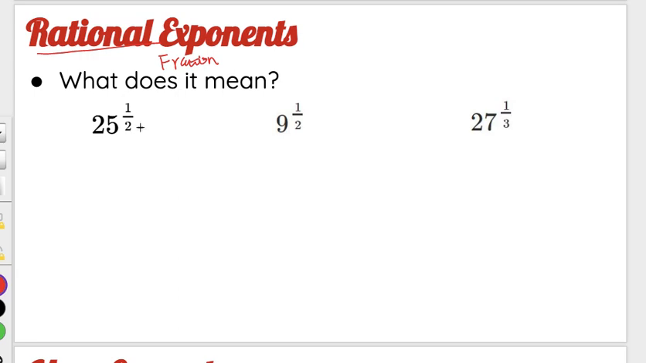So as you can see, we have a fraction here, and the denominator is telling us whatever the root is. We can say nth root. So 2 means second root, another word for which is square root. So 25 to the 1/2 power is equivalent to the square root of 25.